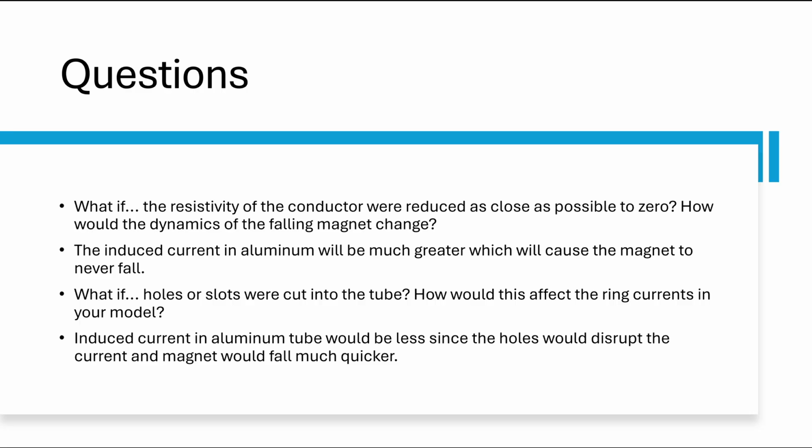So what if holes or slots were cut into the tube? How would this affect the ring's current in your model? The induced current in the aluminum tube would be less, since the holes would disrupt the current, and the magnet would fall much quicker. Basically, the magnetic field is not able to be contained inside the tube. So the mu and everything else is just passing through. The flux just releases.